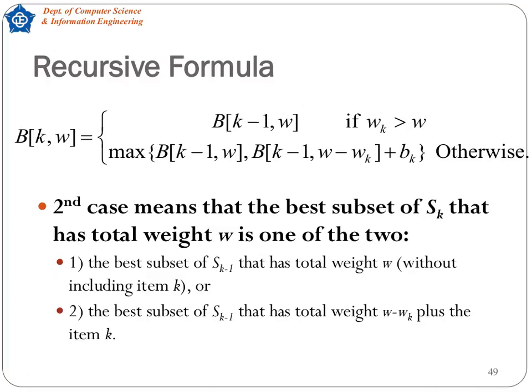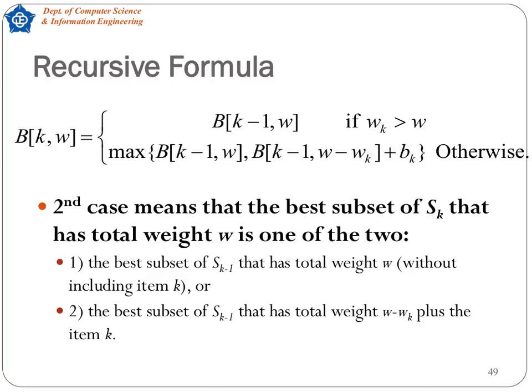Now, building on our previous discussion, let's take a closer look at the core recurrence that fills our knapsack table B. For each item k and capacity w, B[k, w] is defined by 2 cases. First, if item k's weight w_k is greater than w, we simply can't include it, so B[k, w] equals B[k-1, w]. Otherwise, we compare 2 options. We either leave item k out, yielding B[k-1, w], or we include it, which gives us B[k-1, w - w_k] plus its benefit b_k. Whichever choice produces the higher total becomes B[k, w].